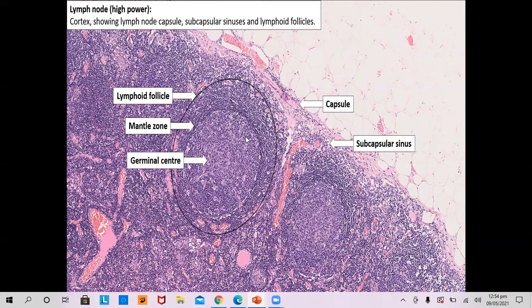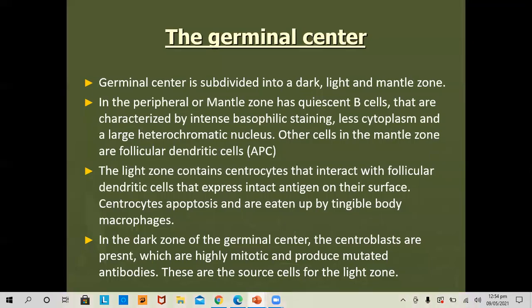Then this is the mantle. The germinal center is present in the center, which is a little lighter compared to the peripheral cells, if we see it at the scanning microscope, at the scanner. So the germinal center has an outer layer which is called the mantle zone, and the inner layer which is the germinal zone. And the inner zone has dark areas and light areas. The germinal center is subdivided into dark, light, and mantle zones.